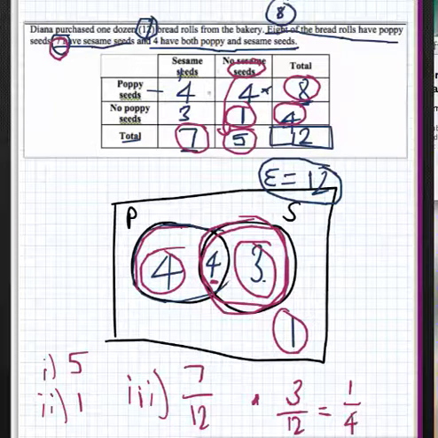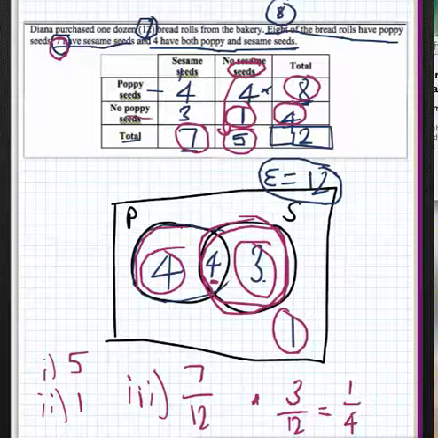And using our two-way table, which box shows us where it only has sesame seeds? Well, no poppy seeds and sesame seeds. We can see there's a 3.